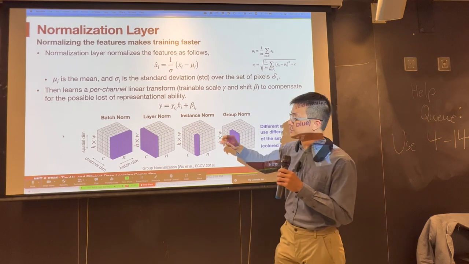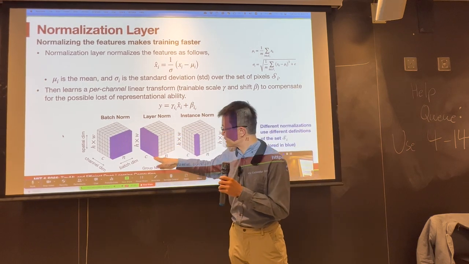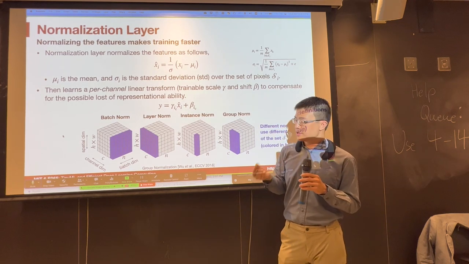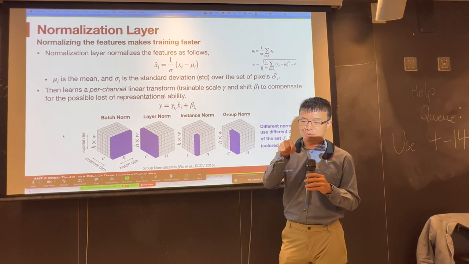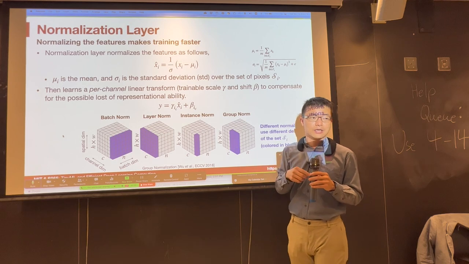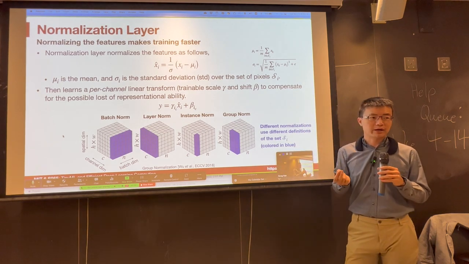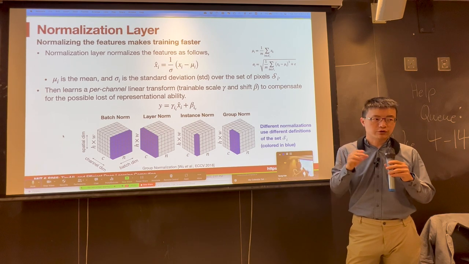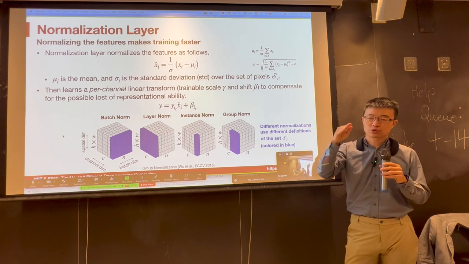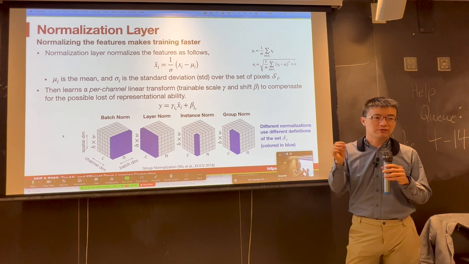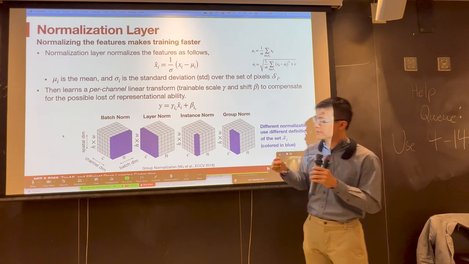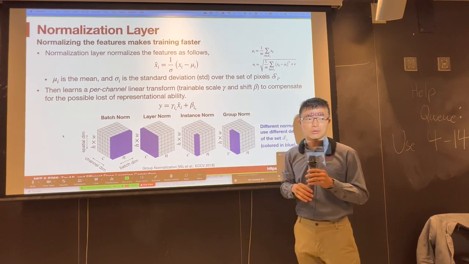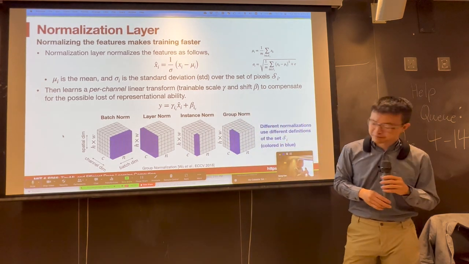And recently, there is another form of layer normalization that only normalizes using the C dimension. So for each pixel, we normalize across channels, especially for many transformer applications, including NLP applications and vision transformers. Before calculating the attention, we want to make sure the feature of each token is normalized. So recently, layer norm also has a variant that only normalizes across the C dimension.